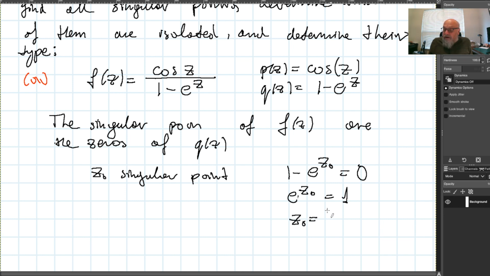You just simply write the log, this is the multi-valued log. There are infinitely many solutions to it. We know what it is: z0 is equal to i 2 pi n, where n belongs to the integer numbers. So how many singular points do we have? Infinitely many. Each of them is isolated.